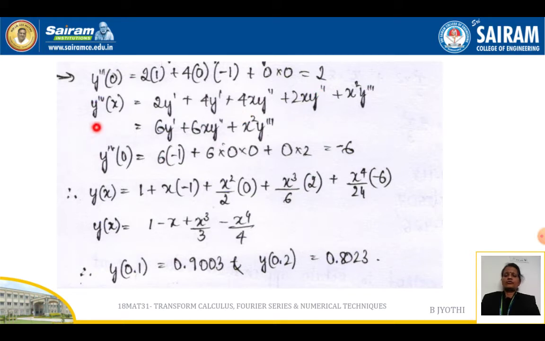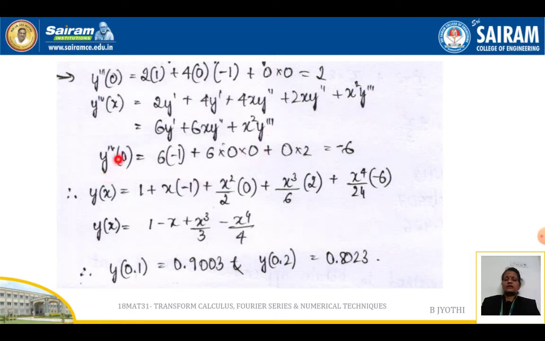Now let us compute the fourth derivative of y, which gives us 2y dash plus 4y dash plus 4xy double dash plus 2xy double dash plus x square y triple dash. Here also the like terms will be added, that is the first and second terms are added, the third and fourth terms are also added, and the last, fifth term remains the same. Therefore we get 6y dash plus 6xy double dash plus x square y triple dash.